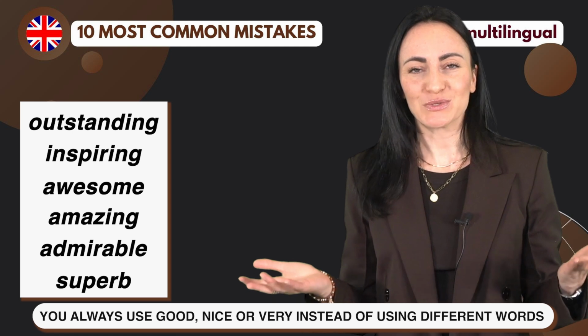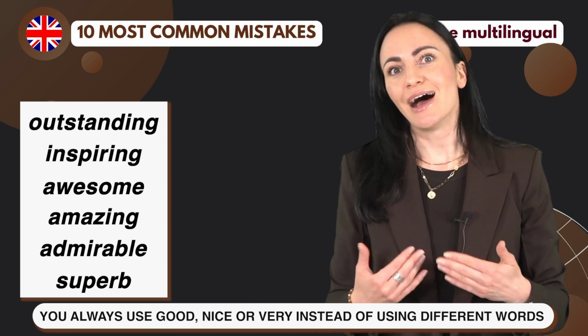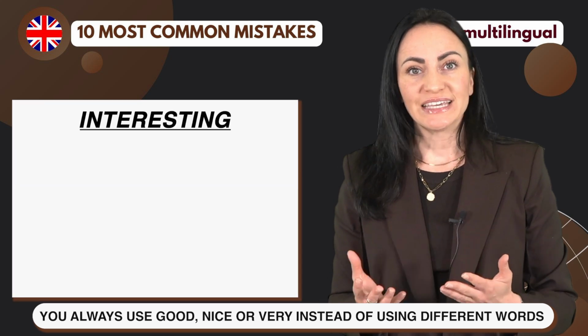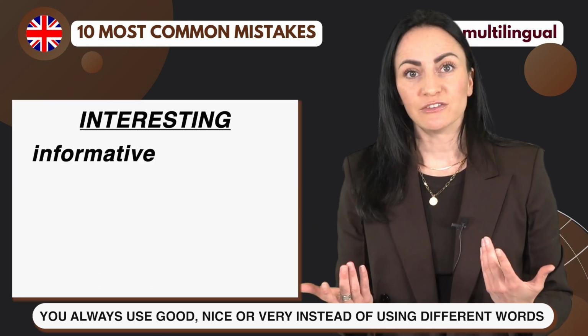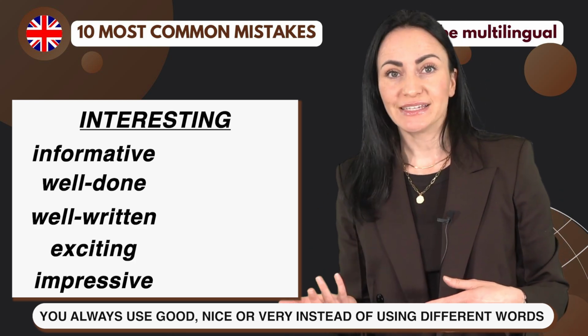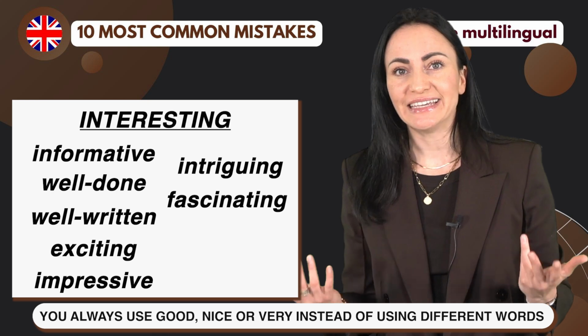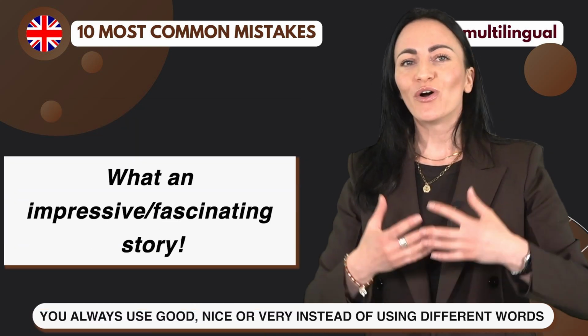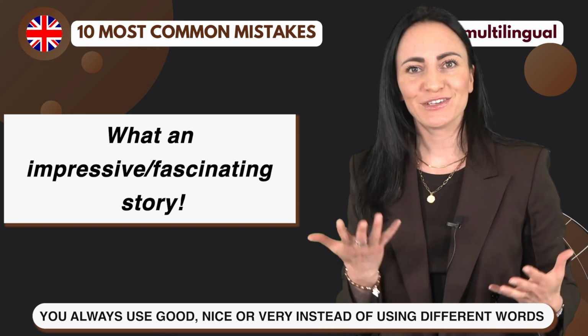Superb, for example, is one of my favorite words that I might overuse sometimes. For example, for the word interesting, you can also say informative, well done, well-written, exciting, impressive, intriguing, fascinating, captivating, and engaging. You can say, what an impressive, fascinating story.